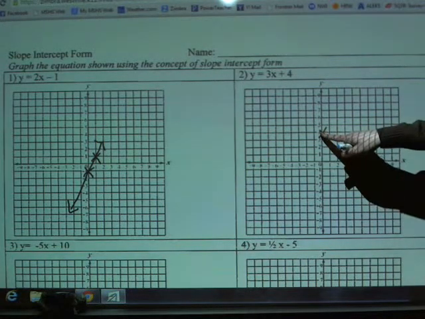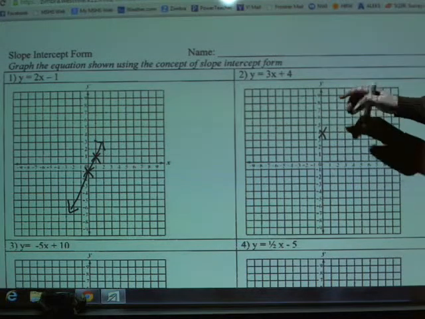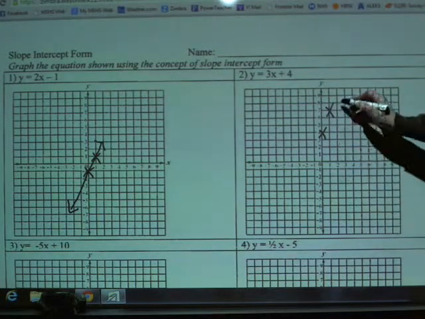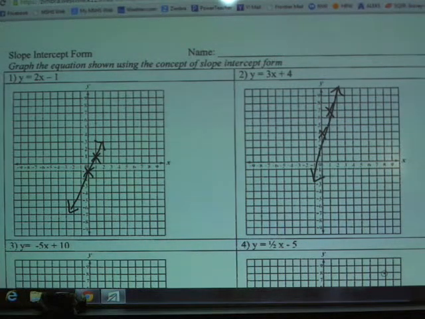So from this point here that I just made, I'm going to go 3 jumps up since it's positive. Again, if it was negative, I'd go down. And then 1 jump to the right. And that's my other point. And I connect my points, and there's the graph of y equals 3x plus 4.